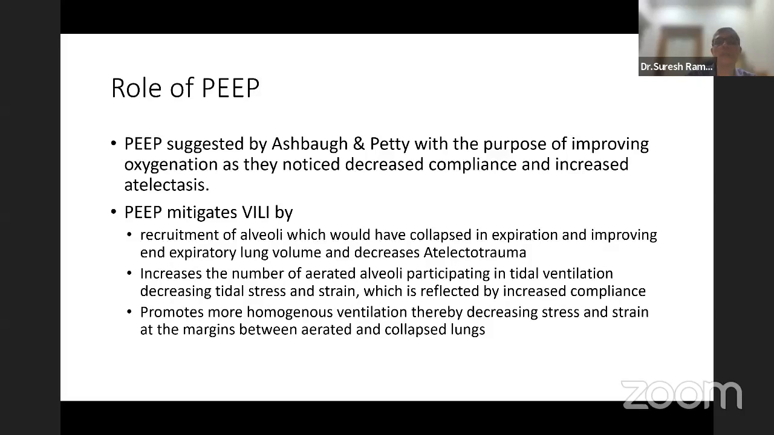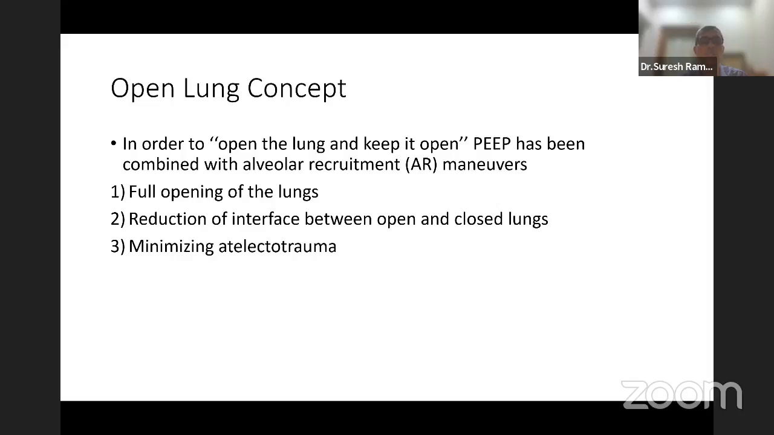But has this been successfully done in clinical practice? That's what we need to look at, whether this is what led to the concept of open lung. So you recruit the lung so that all the alveoli are open, and then you give adequate PEEP so that they do not repeatedly collapse with expiration. So basically, you're giving a large tidal volume for a brief moment of time, which is recruitment, and then you hold the lung by preventing it from collapsing by giving a large amount of PEEP, and that is what is called an open lung approach. And this was the fully opening of the lung and will minimize atelectrotrauma.